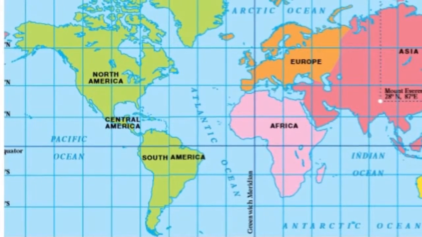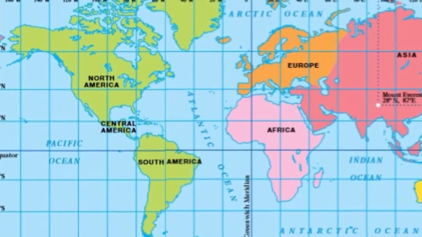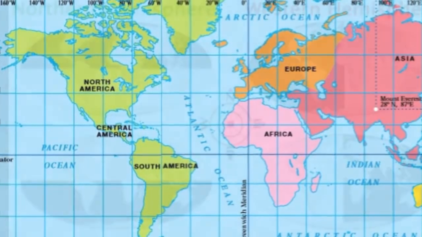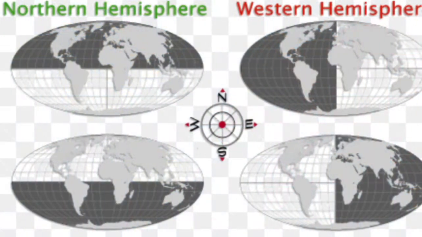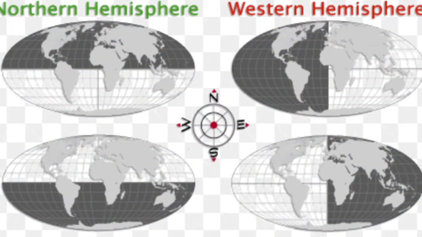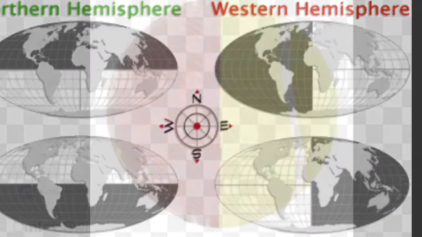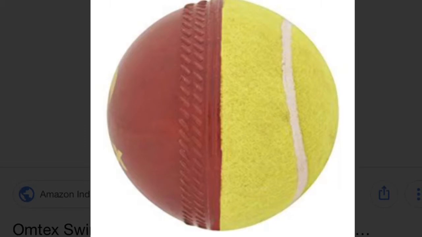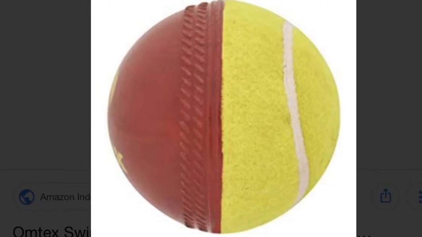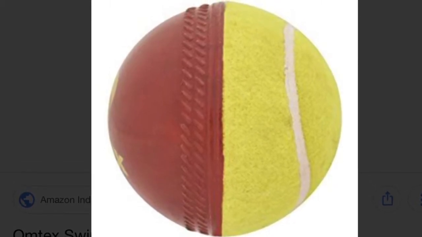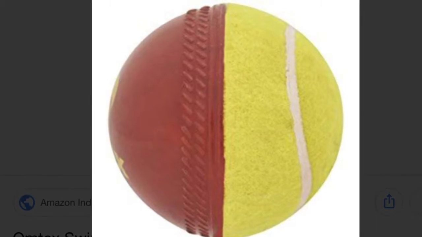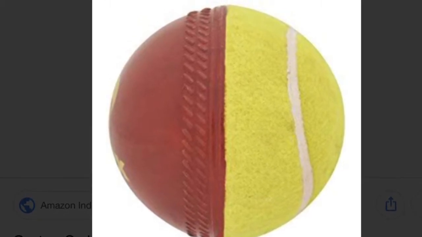Let's start with the Earth's hemispheres. The Earth has 4 distinct hemispheres: Eastern, Western, Northern, and Southern, each representing one half of the Earth. Hemi means half in the Greek language, and sphere means a round object. Hemisphere therefore means half of the round Earth.